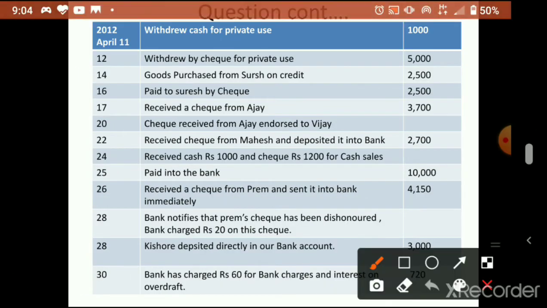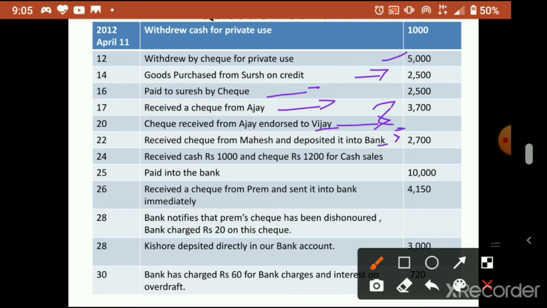Now next, on 12th withdrew by check for private use. From bank we withdrew, that is by check. Goods purchased from Suresh on credit. Purchased goods on credit. Paid to Suresh by check. Received check from Ajay. Check received from Ajay endorsed to Vijay. Same amount. That's why amount is not given. Means it is about the previous transaction. Received check from Mahesh and deposited into bank.